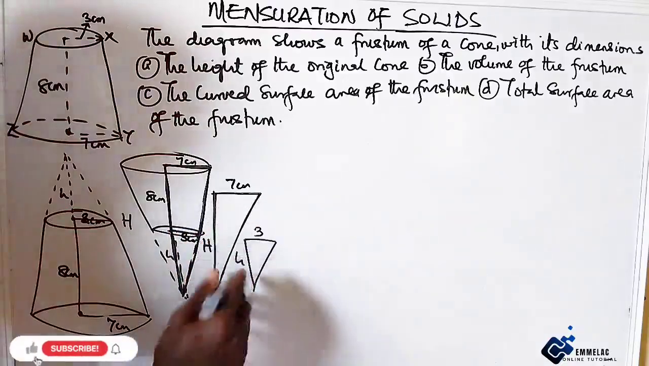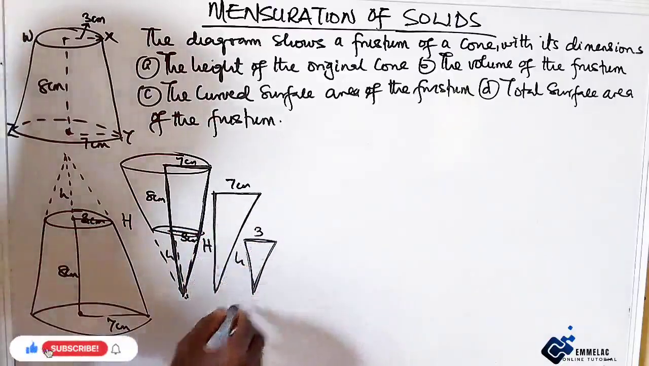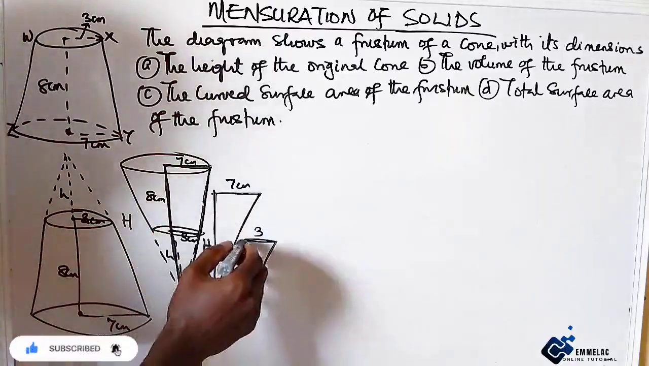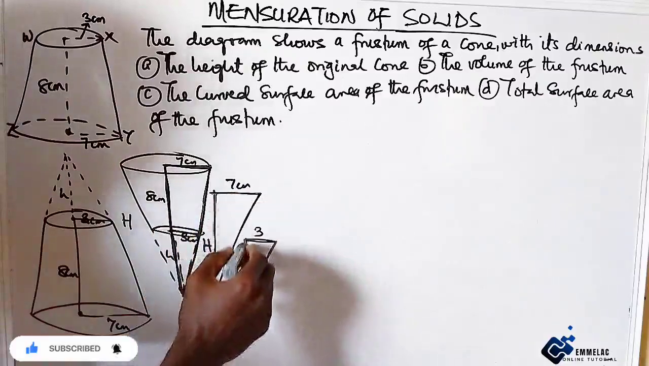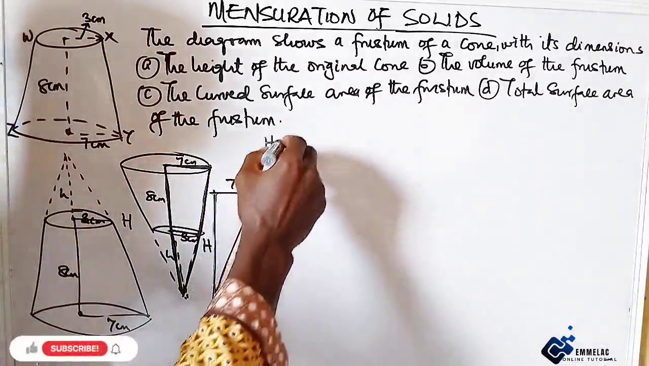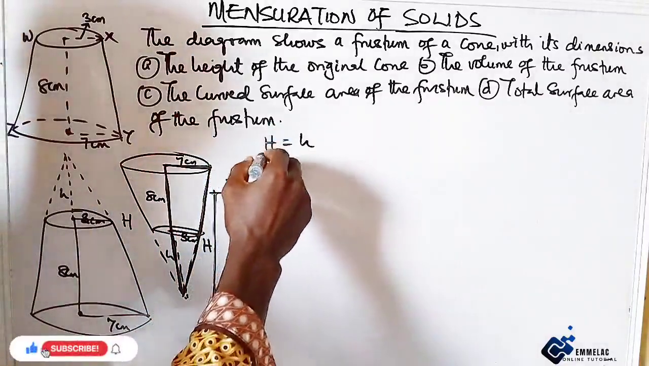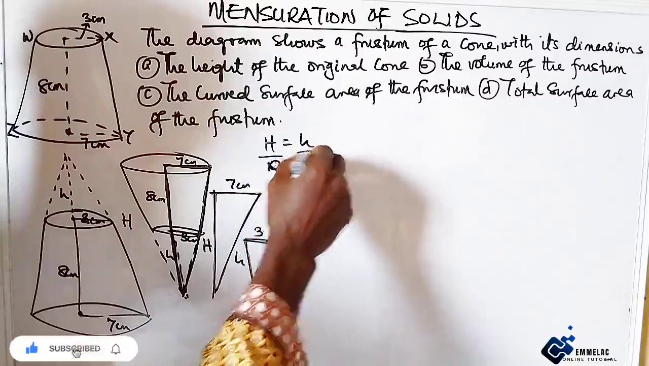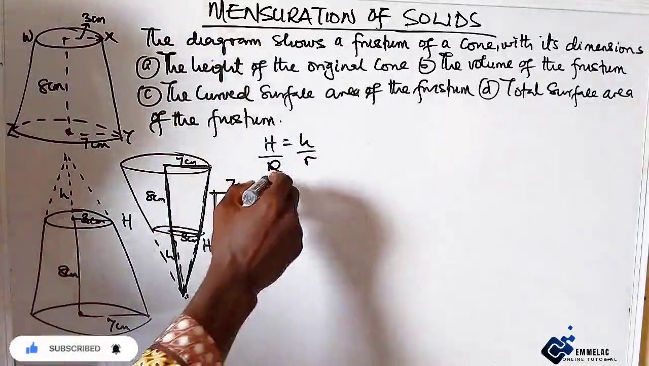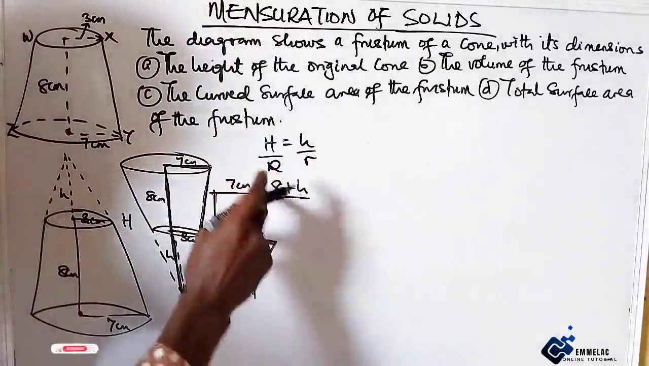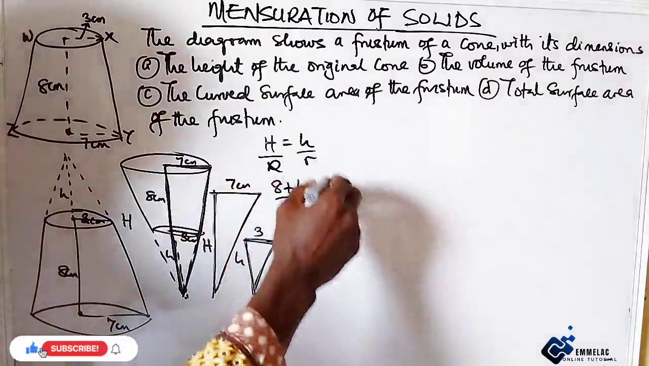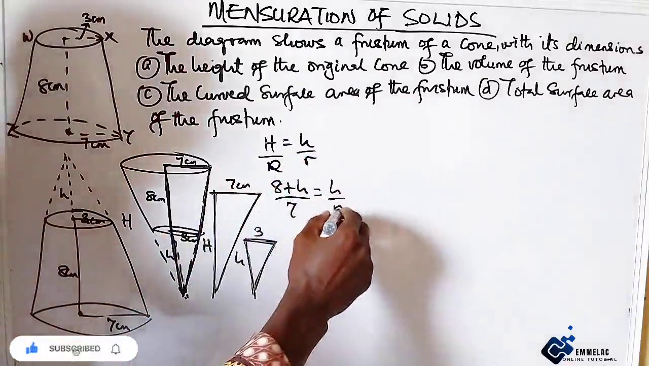By comparing the similar shapes, we can say that this height is proportional to this, and this is also proportional to this. So we can now say that bigger H over bigger radius equals smaller h over smaller radius, and the bigger H is the sum of this and this. So here you have 8 plus h over the bigger r, which is 7, equals h over small r.